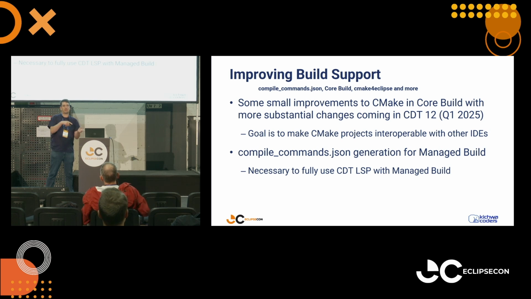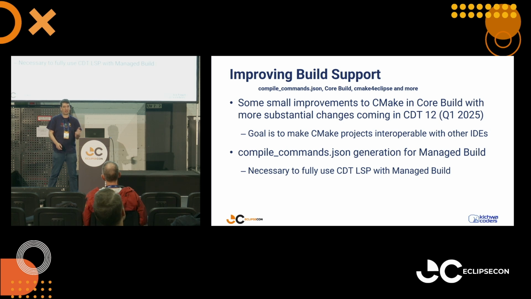All the LSP stuff that we showed before all needs some way of telling clangd what your includes are, what your sources are, what your compiler flags are. The normal way to communicate this information is with a compilation database, or it's called compile_commands.json. That's the typical name for it. CMake generates this. There's a command line option to generate it for CMake.